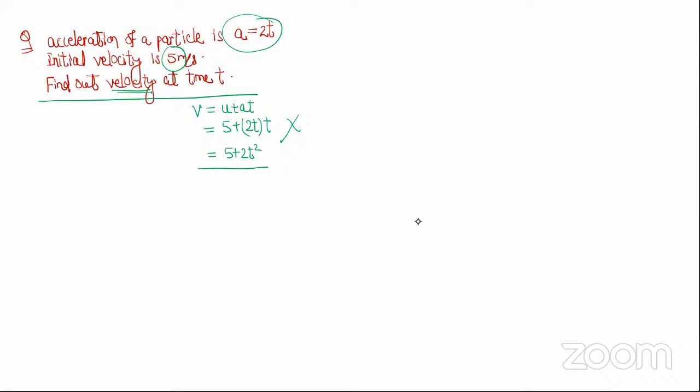Anyway, all right. So this is wrong. Why is this wrong? Because this formula should be applied only when acceleration is constant. Only when acceleration is constant. Here acceleration is not constant. Here acceleration is variable. It is 2t. It is changing with time. So here acceleration is not constant.